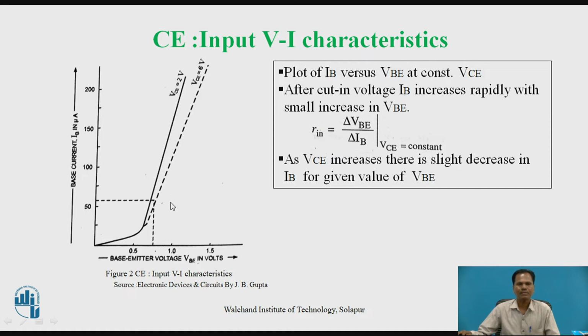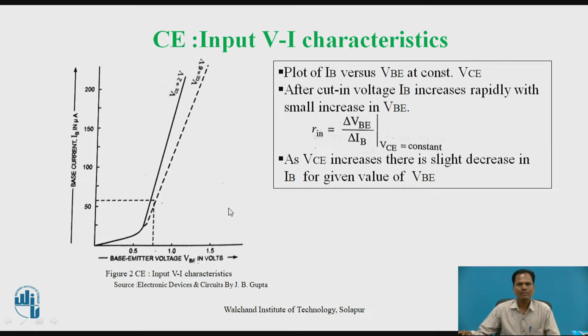From this graph, it is seen that as base emitter voltage is increased from origin 0 value, initially, as long as the voltage at base with respect to emitter is below the cut-in voltage of the transistor, that is about 0.7 or 0.6 volt for a silicon transistor and 0.2 to 0.3 volt for a germanium transistor, the current flowing in the base terminal is very small, approximately 0. So the transistor does not conduct, and the base emitter junction is not forward biased.